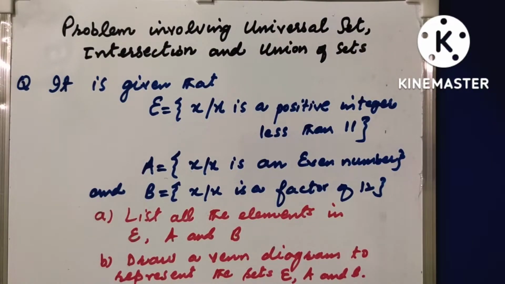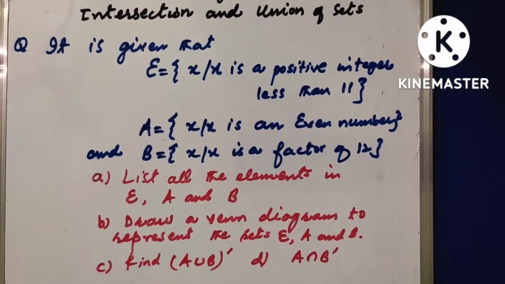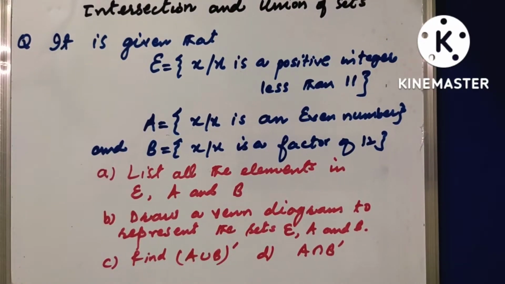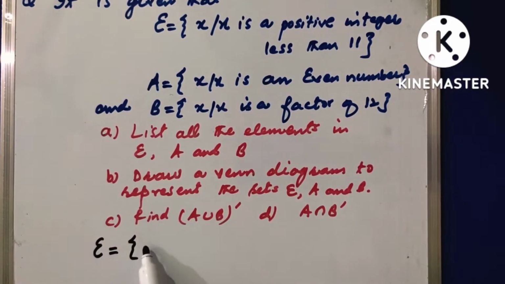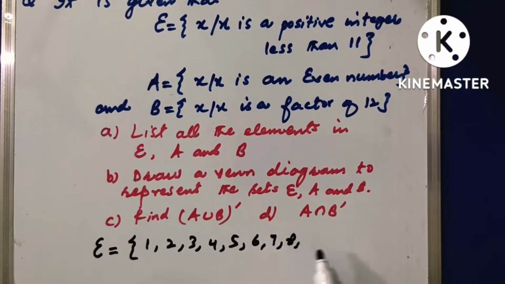So let us solve A part. Set notation is given, so we have to list all the sets. So let us take a universal set. Here we are going to write all the positive integers less than 11: 1, 2, 3, 4, 5, 6, 7, 8, 9, 10. We don't have to write 11.